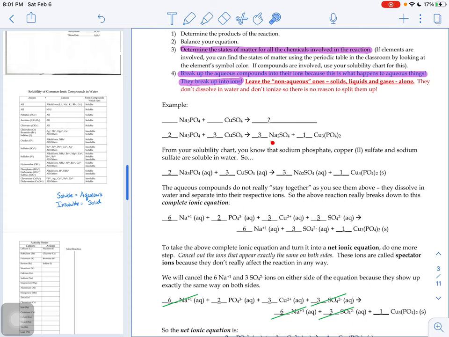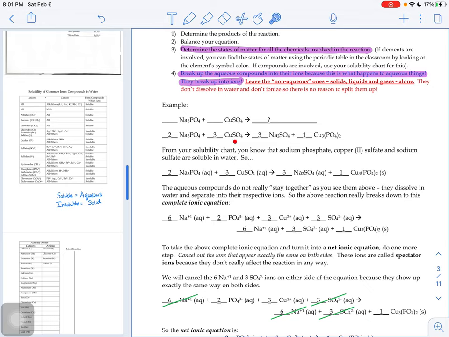We balance out our charges of sodium and sulfate. Na is plus 1, sulfate's minus 2, so we have Na2SO4 as one product. Our copper goes with phosphate. Now, copper can have a couple different charges, but whatever the charge of copper on the left-hand side of the reaction is going to match the charge of the copper on the right-hand side.